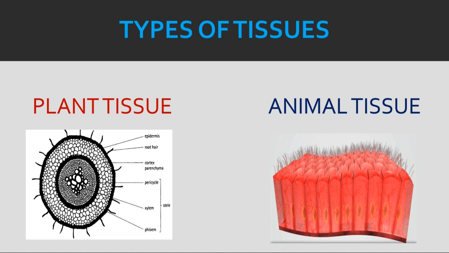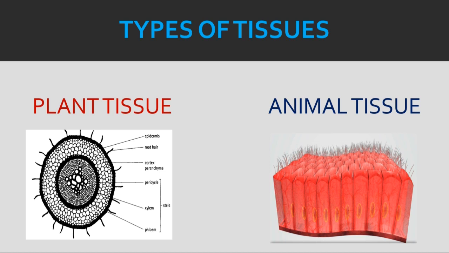So if you want to clear the concept of the fundamental unit of life, the chapter before this one on tissues, that chapter is being uploaded on our channel. Search for it on YouTube and you will get it. So let's know what the types of tissues are.